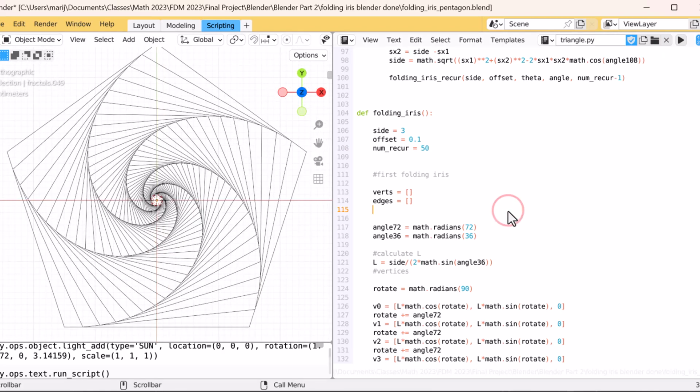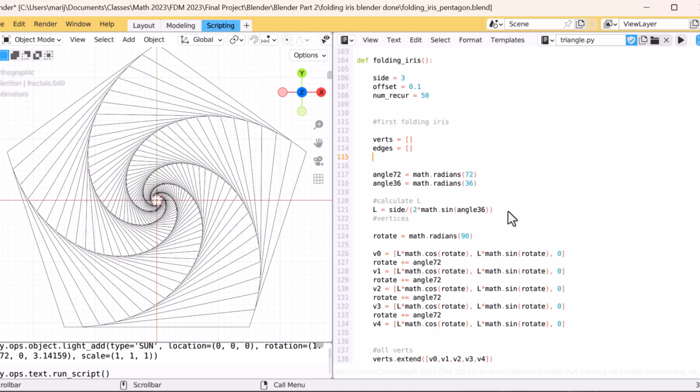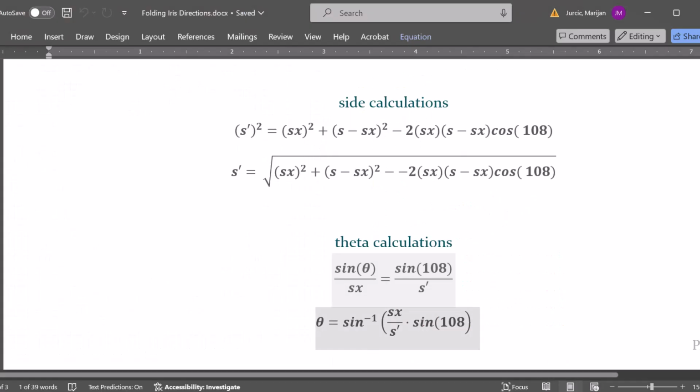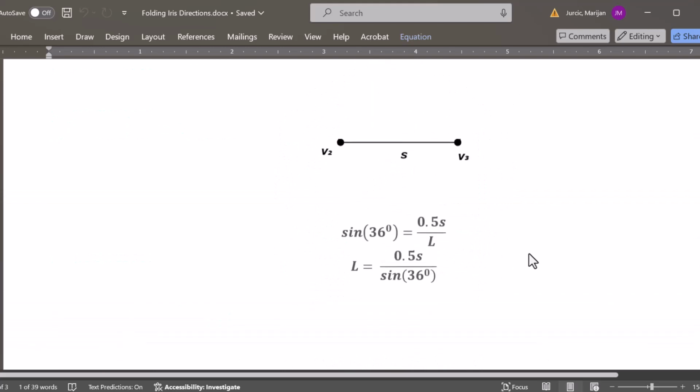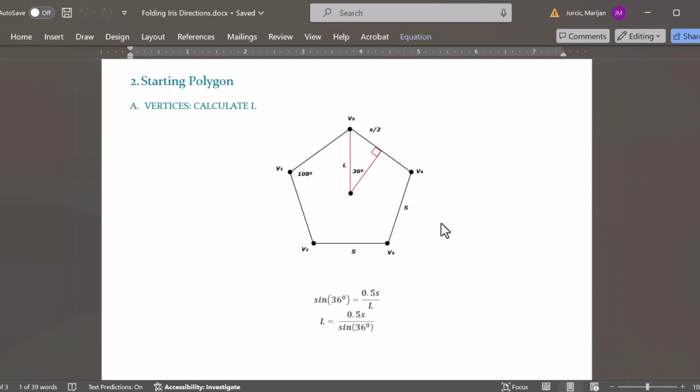Okay, so let's take a look at how this is organized, right? So I'm going to go to this document and I'm going to do an example of a pentagon. So the first thing I have to do is draw these vertices, right? So I labeled them here vertex 0, 1, 2, 3, and 4. And I know in a pentagon, the angle from vertex to the center and to the next vertex is 72. So I know this is 36. So I can calculate my L.